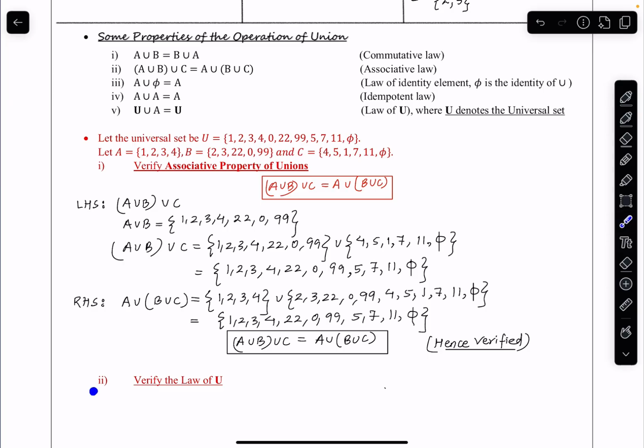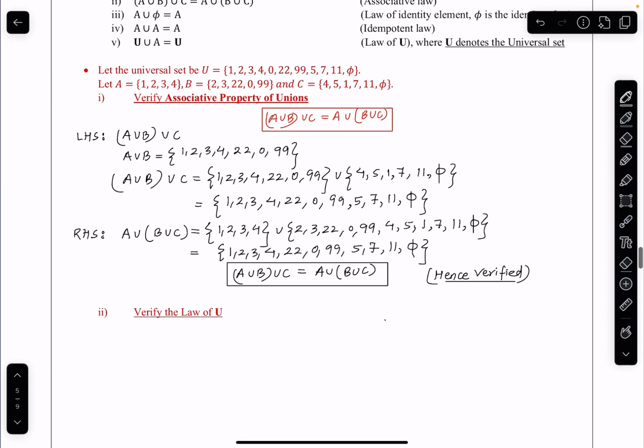Next property we'll consider is the law of U, the last property, which says: when you take the union of the universal set with the set A, it is going to be equal to the universal set itself. So the universal set is this set for us. A is this set for us. We need to check that the right side is actually equal to U.